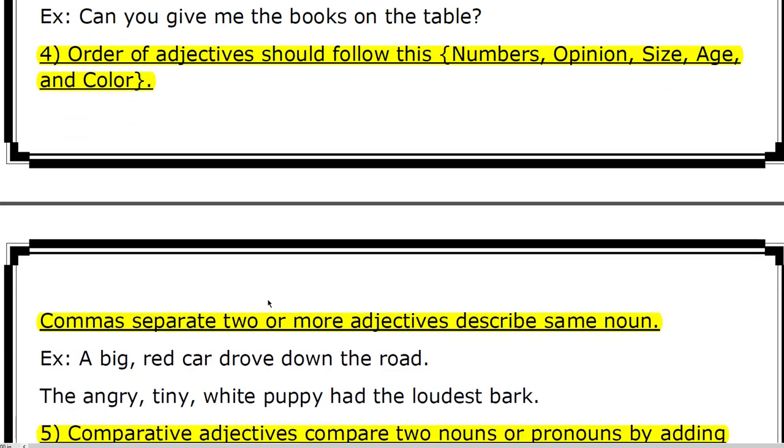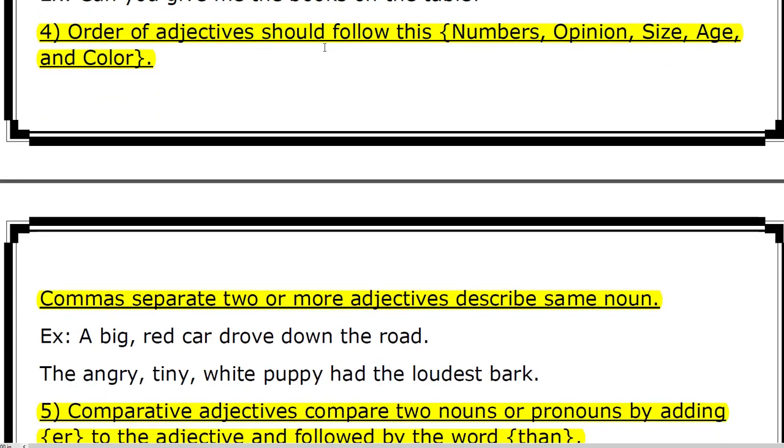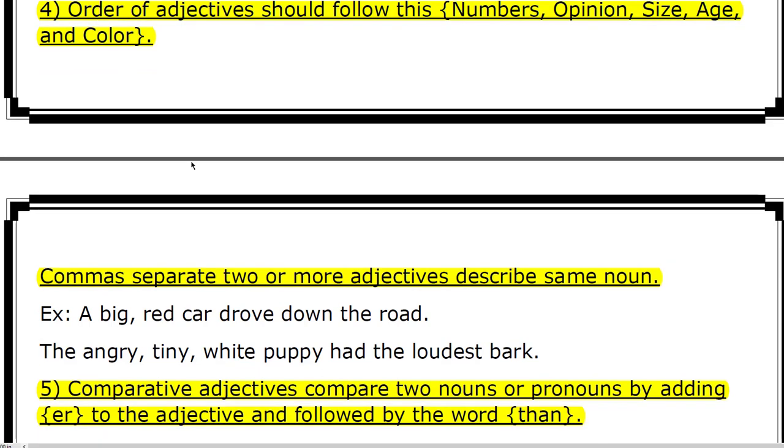After that, number 4, we have the order of adjectives. You should follow this rule. Take care, guys, of this point, please. It's very important. When you describe something with some adjectives, you have to follow this rule. You have to start with the numbers. After that, opinion, your opinion about this thing, is it good or bad? Then the size, big, large, small, and so on. The age, if you are telling the age of someone. And finally, the color.